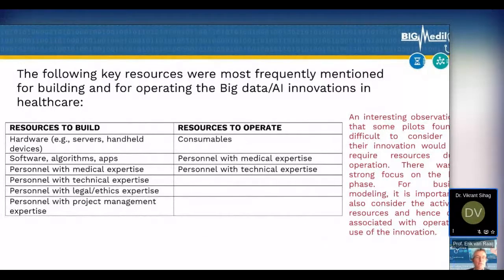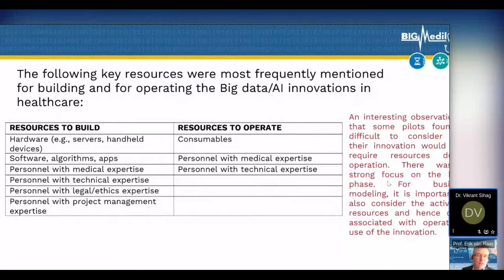So we see resources in terms of hardware, software, and human resources, medical expertise, technical expertise, legal and ethics expertise, and also project management expertise. And on the right-hand side, resources to operate, consumables, like for instance, the tags in the presentations we saw this morning, but again, also human resources, medical and technical were the ones most mentioned in the resources to operate.